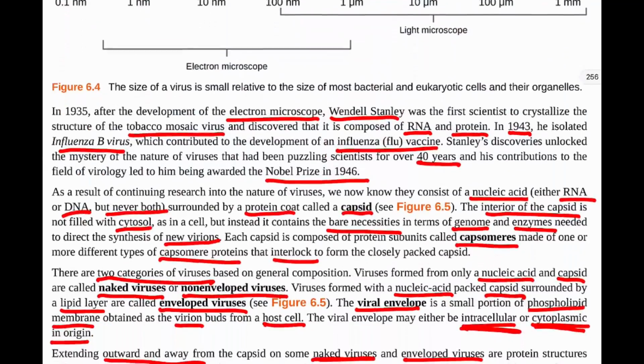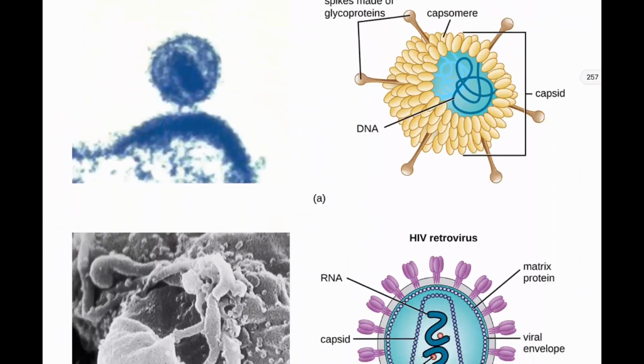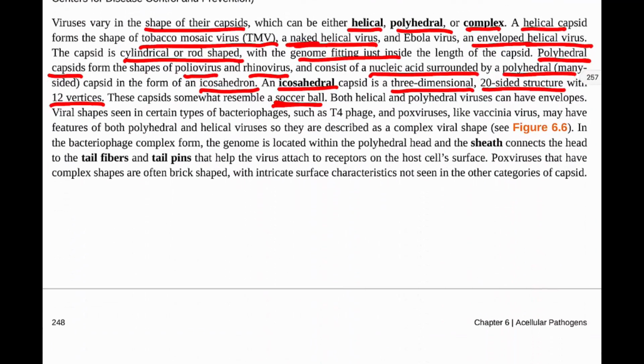All right, so both helical and polyhedral viruses can have envelopes. And then here, viral shapes seen in certain bacteriophages, such as T4 phage, and pox viruses like vaccinia, may have features of both polyhedral and helical viruses, and so they're considered complex. So you saw that there's the top portion, which was the polyhedral portion, and then it had that sheath part, which was the helical portion, and then that gives it a more complex shape, and it's put in that category.